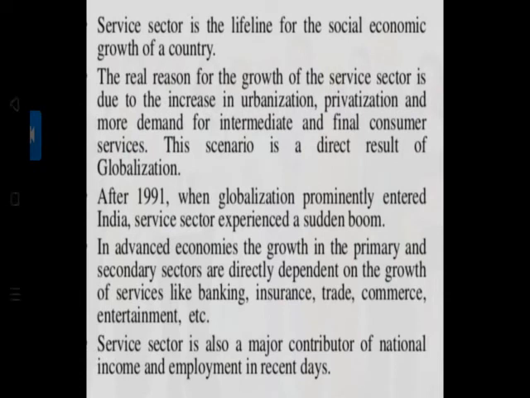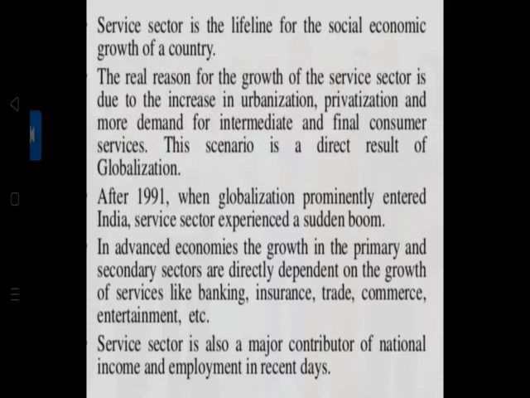Now, service sector basically is the lifeline for the social economic growth of a country. Very simple basic fact. The real reason for the growth of the service sector is due to increase in urbanization. There was a whole big lecture on urbanization that I had given, privatization and more demand for intermediate and final consumer services. This scenario is a direct result of globalization. Last topic, I spoke about MNCs, I've spoken about what globalization means.